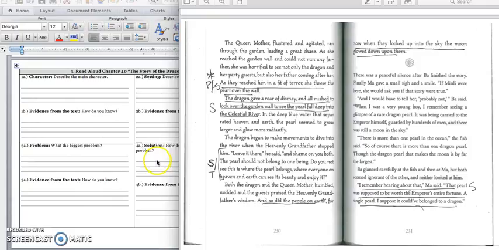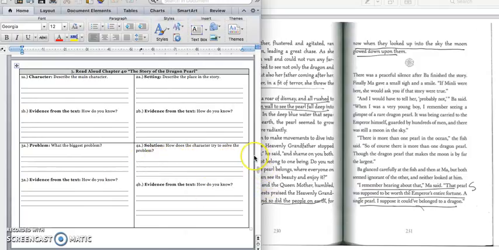For the solution, we would write down in box 4A, dragon went to the palace to get the pearl, but Queen Mother threw it into the celestial river. Press pause to write down your answer and play when you're ready for the quote.